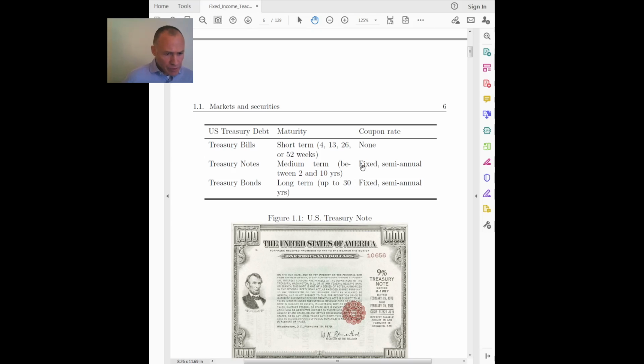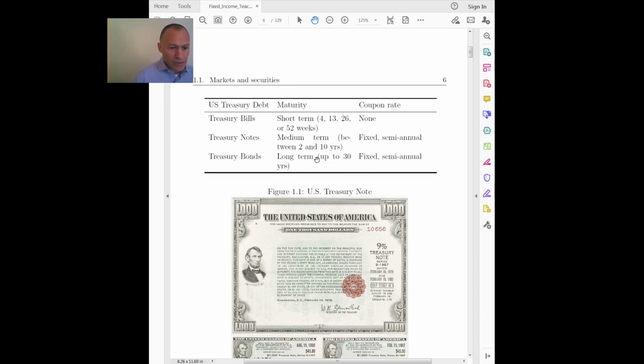What happened here? Oh, this table is a bit weird. I should format this better.